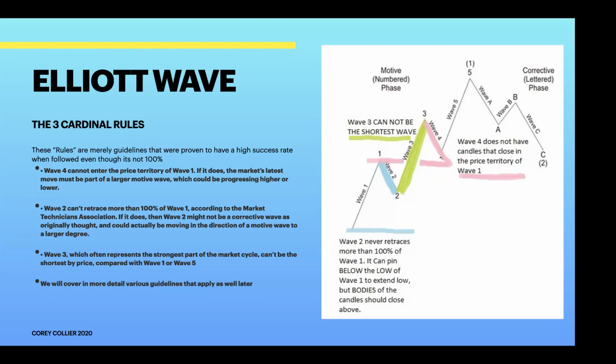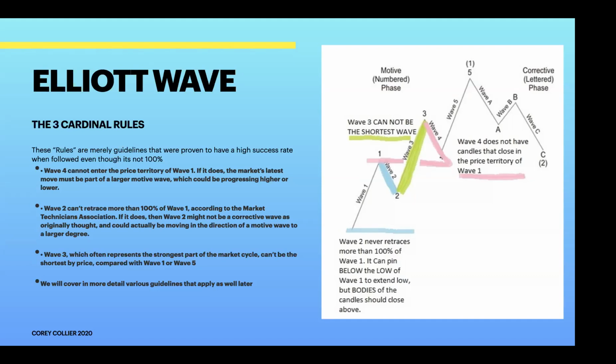On the green, wave 3 cannot be the shortest wave. Now again, wave 3 is typically an extended wave, meaning you'll see a clear 5-wave move of Elliott within that single push up itself. Sometimes it will be in wave 5, sometimes it's in wave 1. More times than not, it's in wave 3 though.